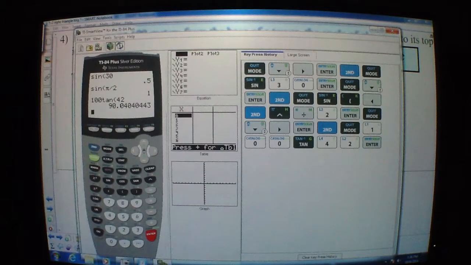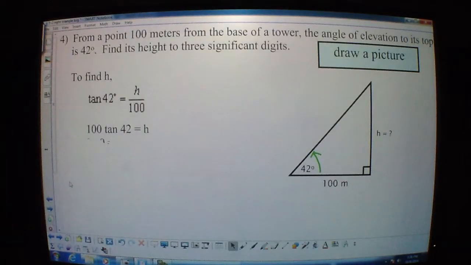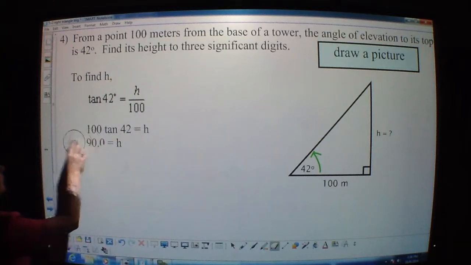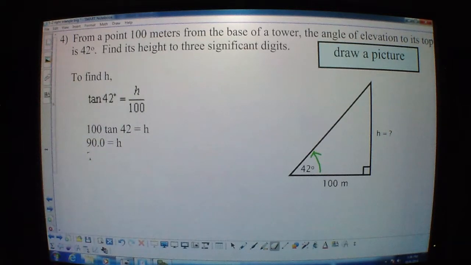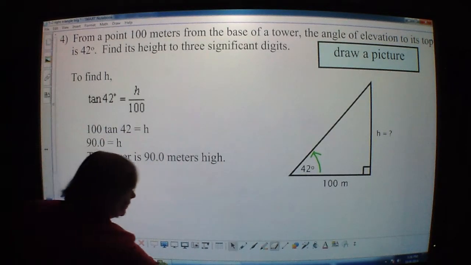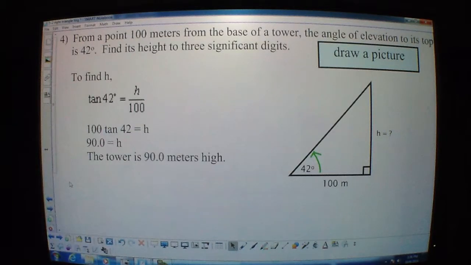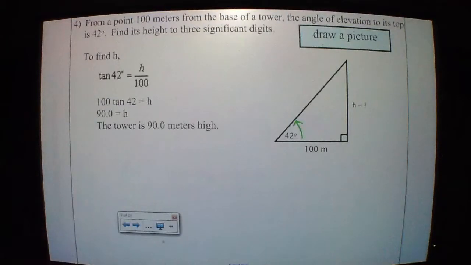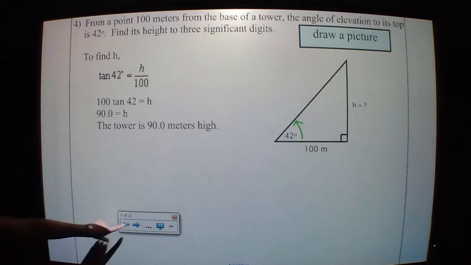And I got 90.0404, repeating for a little while, or 90.0. So there's my height. The tower is about 90 meters high. Always draw a picture, I think it helps.